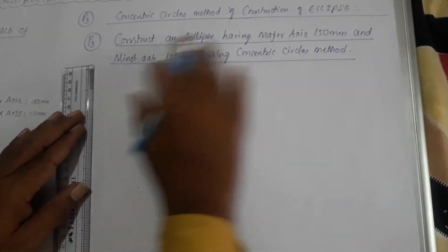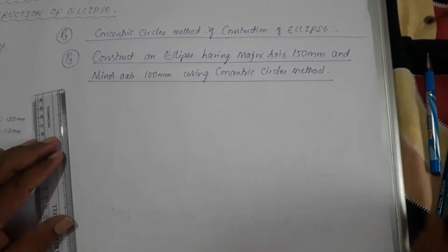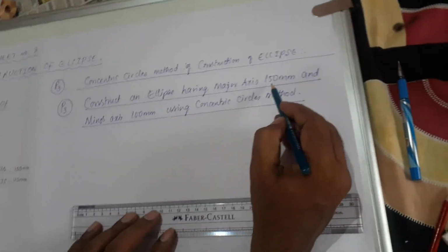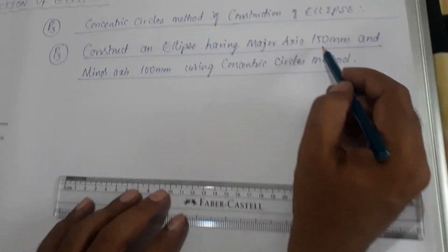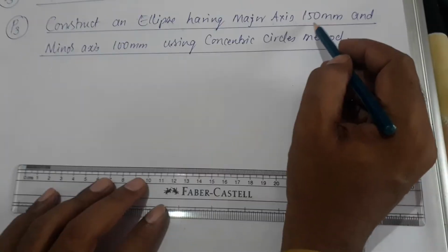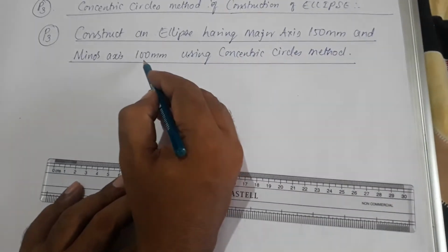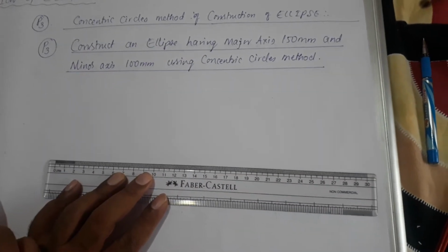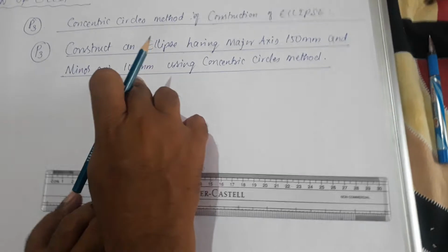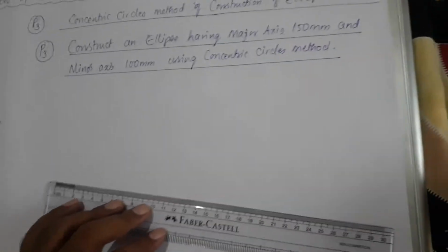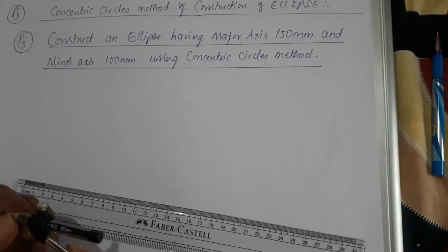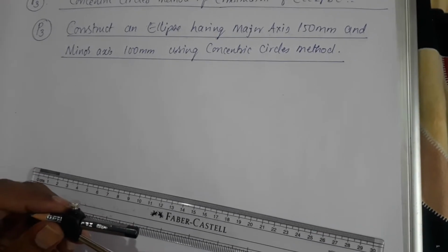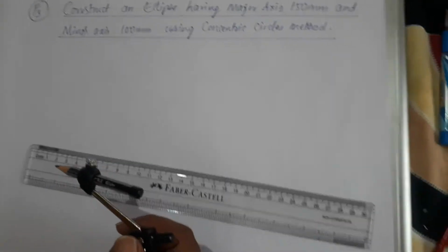Now how do you work out this problem? First, you have to draw two concentric circles, one of 150 mm diameter and another of 100 mm diameter. What are these concentric circles? The circles having the same center. Two circles having the same center are called concentric circles.